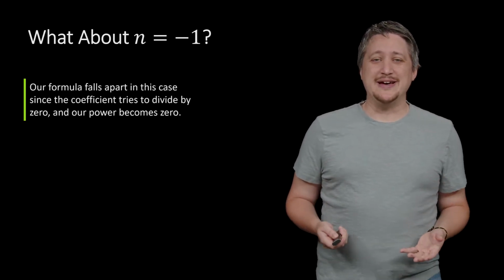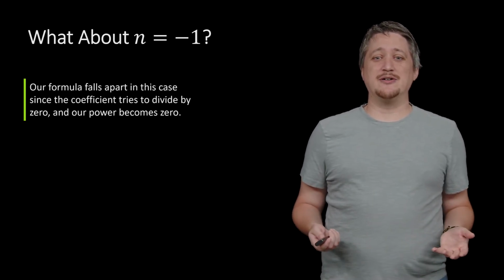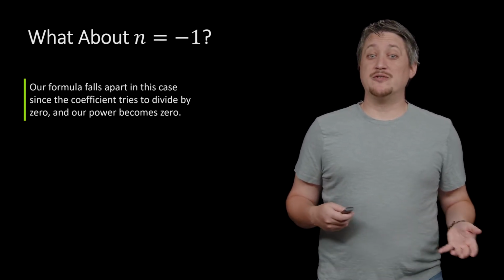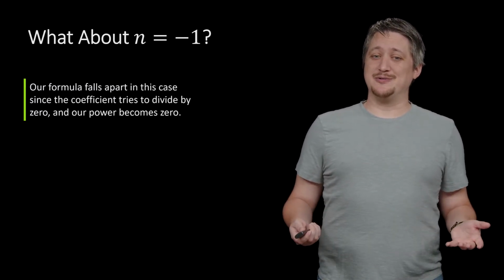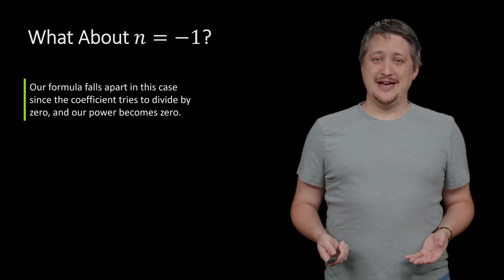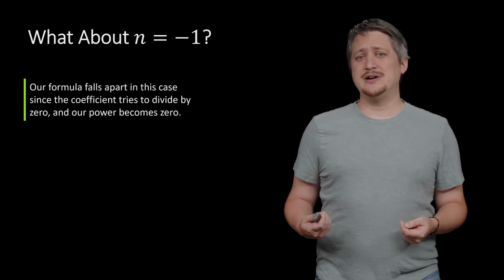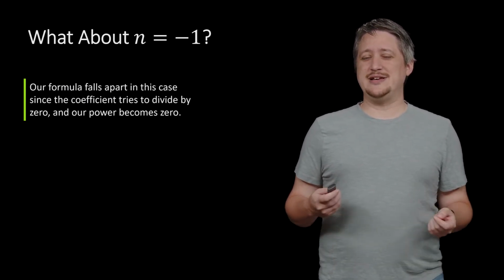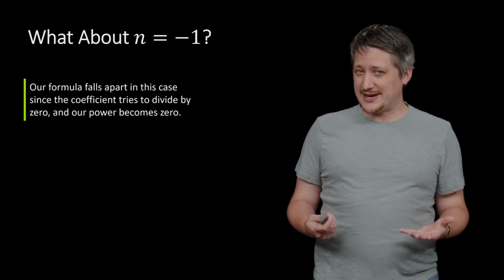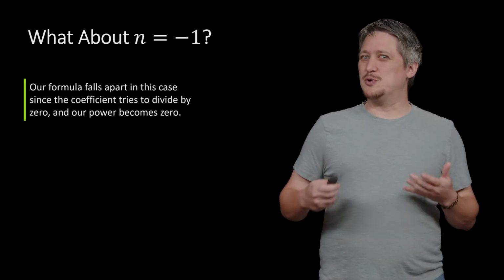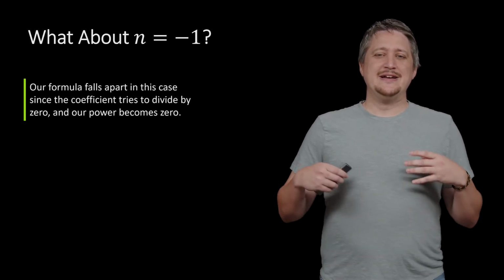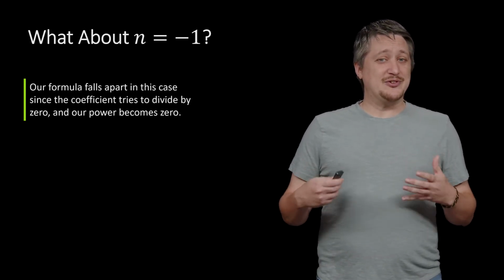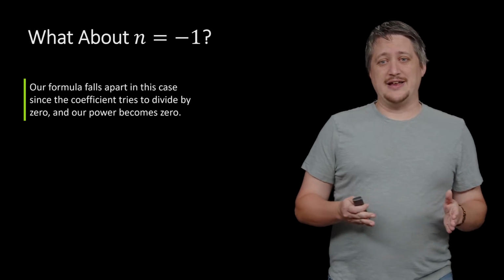Well, if we tried to do that, our whole formula falls apart, right? Because we have that 1 over n plus 1 in the beginning. So if n is -1, we now have a 1 over 0. That's all kinds of bad, right? And on top of that, our power becomes 0. So it's not really, I mean, it is a polynomial, technically, but it sort of isn't what we would expect as a polynomial, right?